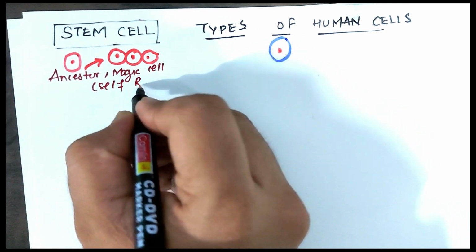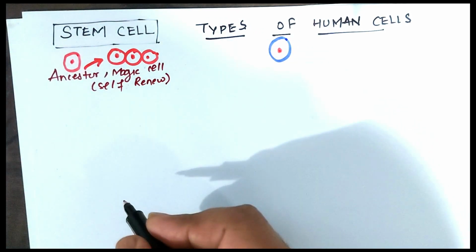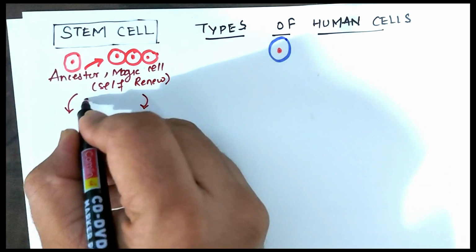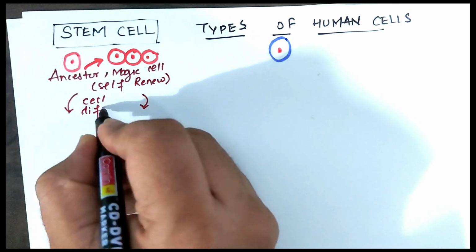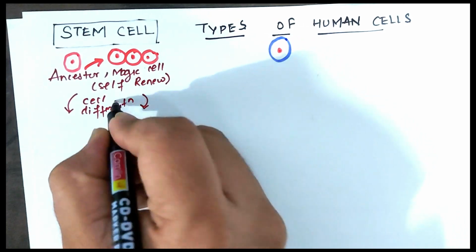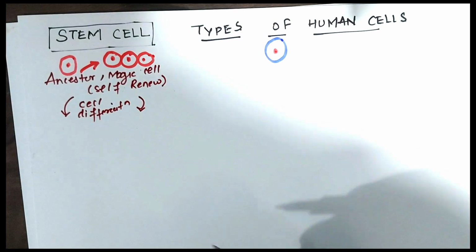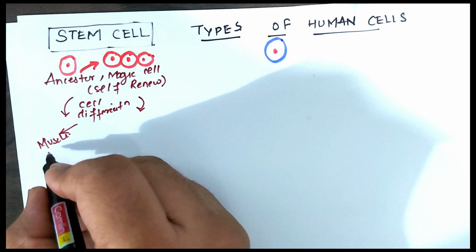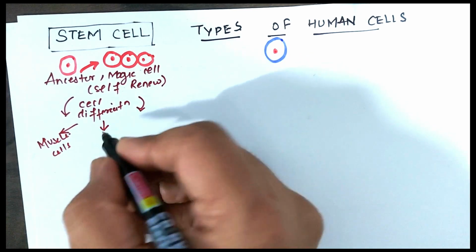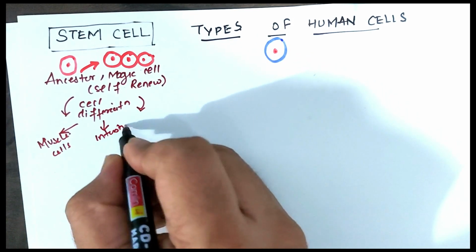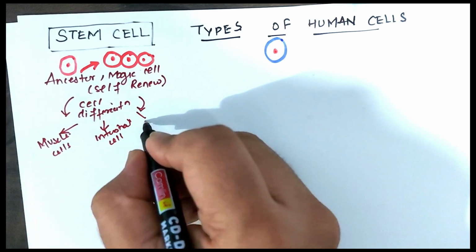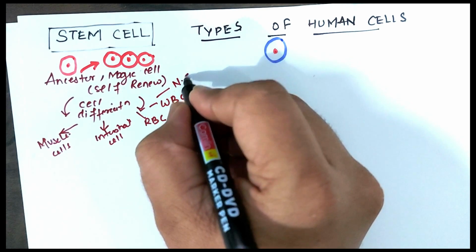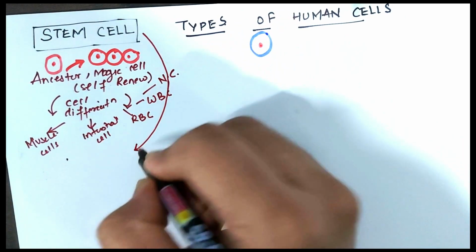That's the reason why it is called the magic cell, because the first property the stem cell has is cell duplication. The second unique property that the stem cell has is cell differentiation. That means the stem cells can get differentiated into any other specialized cell in the human body. Like the stem cell can get differentiated into muscle cells, interstitial cells, WBCs, RBCs and nerve cells.